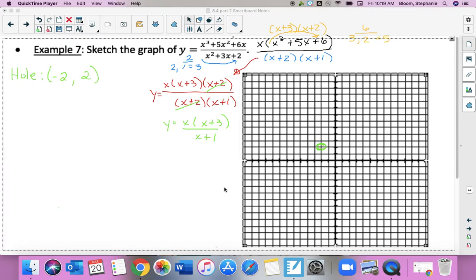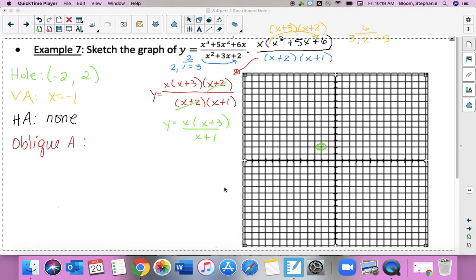Okay. I had factors that didn't cancel out. So I know I have a vertical asymptote. And that vertical asymptote would be at x equals -1. And I go back to my original and I see that the degree of the top is 1 more than the degree of the bottom. So that means there is not a horizontal asymptote. But it does mean that there will be, since it's 1 more, an oblique asymptote.